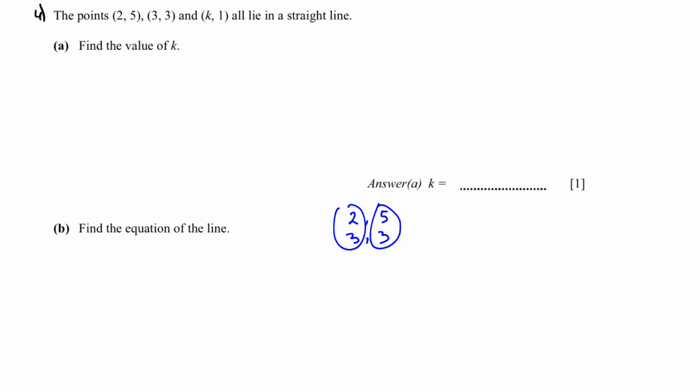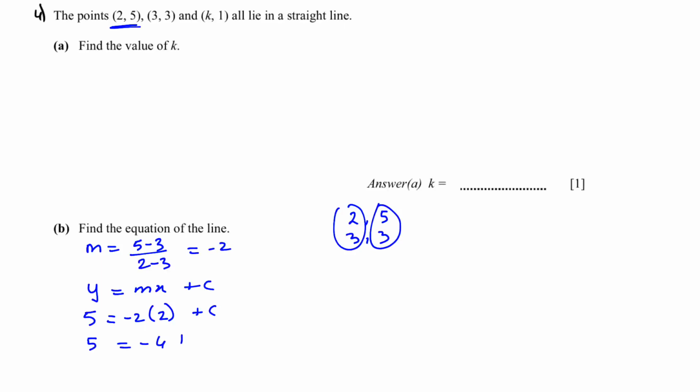From solving the previous questions, we know that we need to find the gradient, x and y for the equation of the line. To find the gradient, we'll subtract: 5 minus 3 over 2 minus 3. That will give us -2. Now we are going to replace any one of the points in this equation. I'm choosing to replace (2, 5). So y is 5, the gradient is -2, and x is 2, plus c.